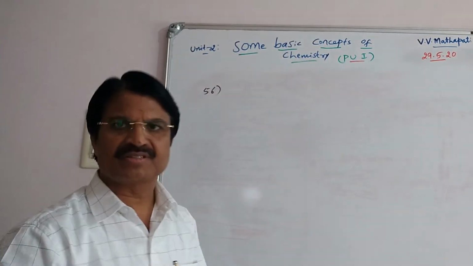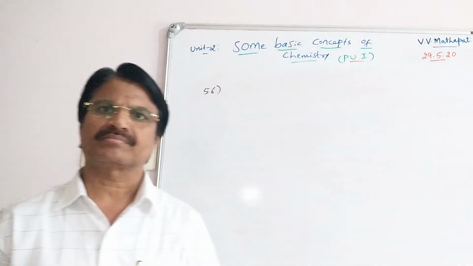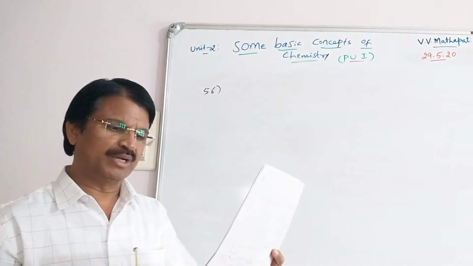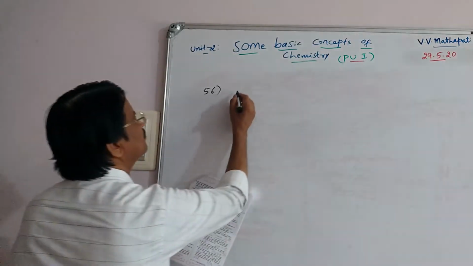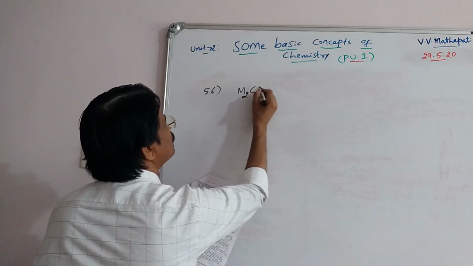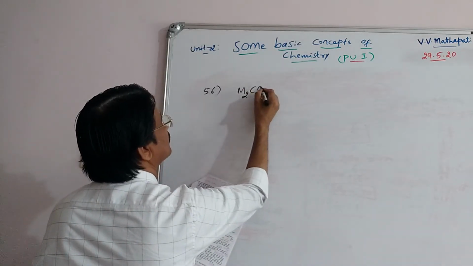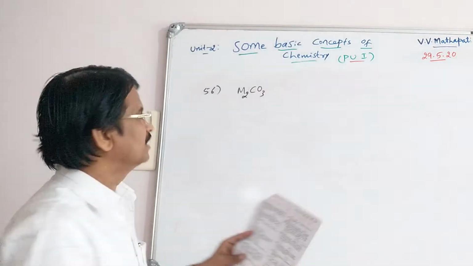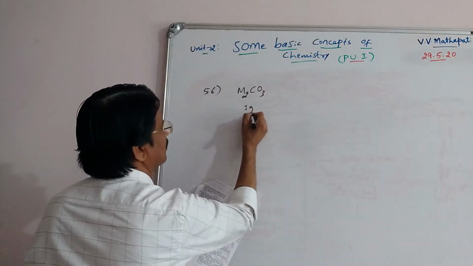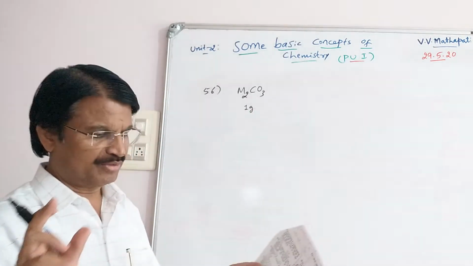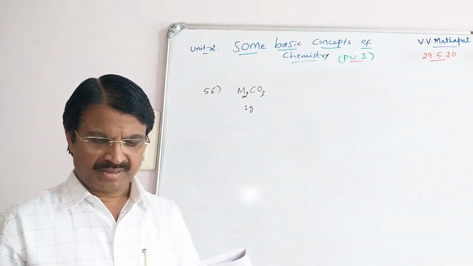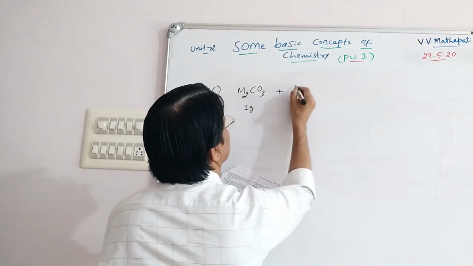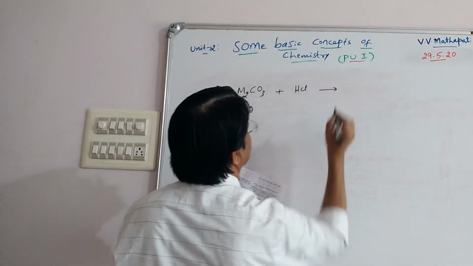Question number 56. 1 gram of carbonate M2CO3. This is the 1 gram given in the question. 1 gram of metal carbonate on treatment with excess of HCl.